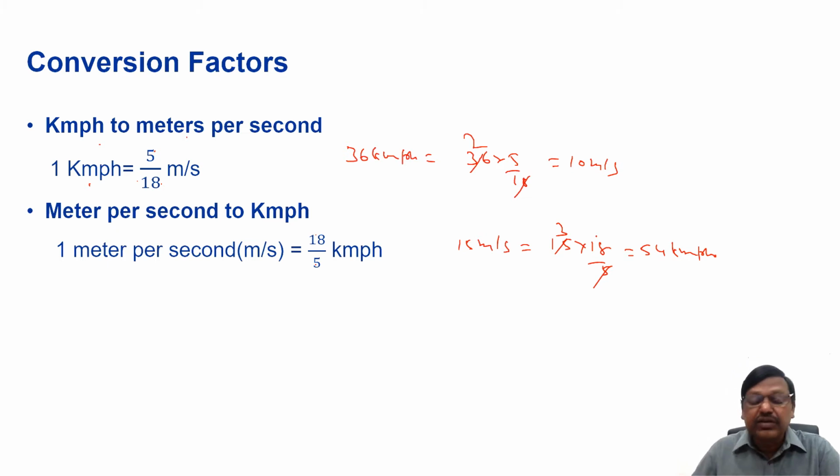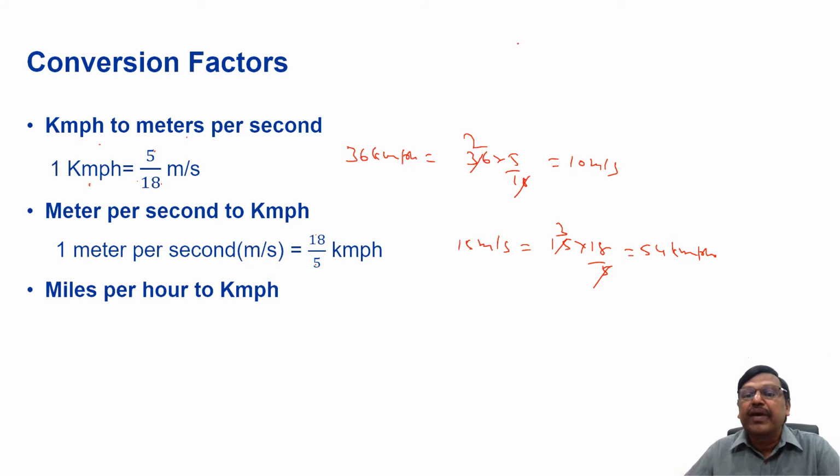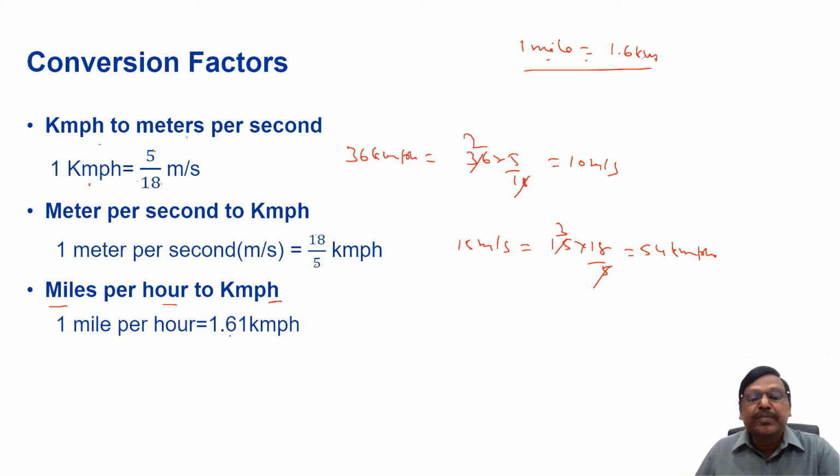Similarly, how do we convert miles per hour to kilometers per hour? Please remember, 1 mile equals approximately 1.6 kilometers. Miles per hour to kilometers per hour, time is the same, only the distance is different, right? So we multiply with 1.6, or 1.61 to be a little more precise. 1.6 also you can use, rounded off to 1 digit after the decimal.